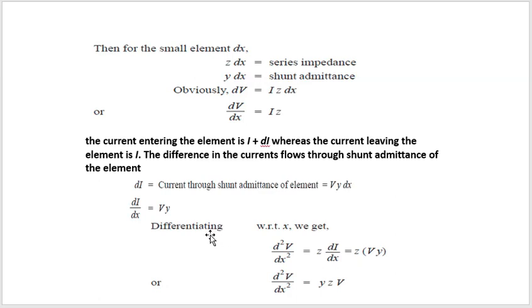Next we have to differentiate this equation with respect to h, and we get d squared V over dh squared is equal to z into dI over dh, and dI over dh is equal to V y from this equation. Next we have d squared V over dh squared is equal to y z into V.